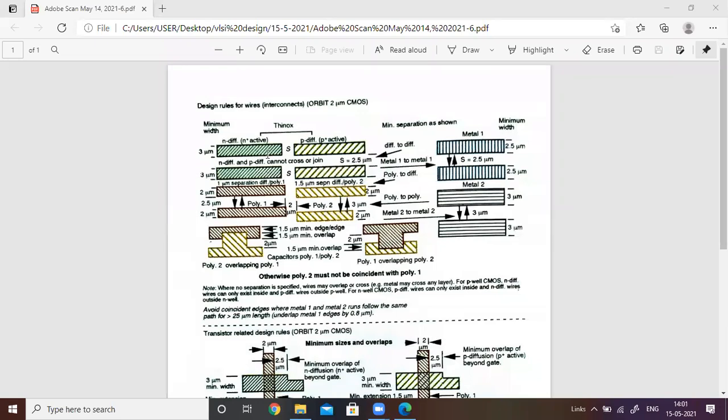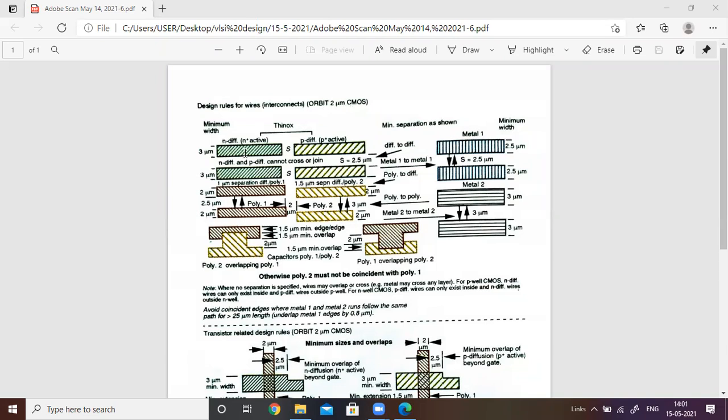So this is the Orbit 2 micrometer CMOS design rules. This is the diffusion layer, the N diffusion and the P diffusion. Here the minimum separation is not in terms of lambda. In the previous class we discussed lambda based design rules. This is similar, but some dimensions are given in terms of 2 micrometer. This is the Orbit 2 micrometer technology.